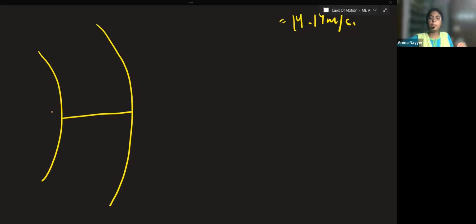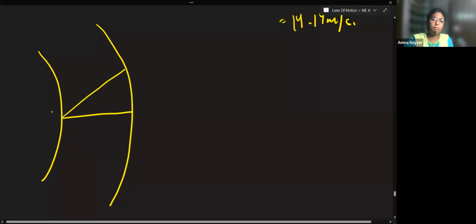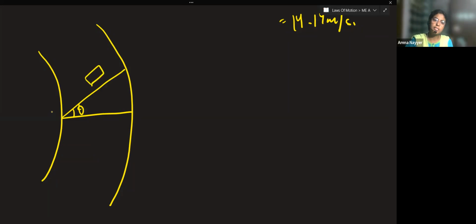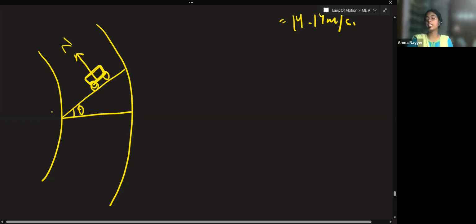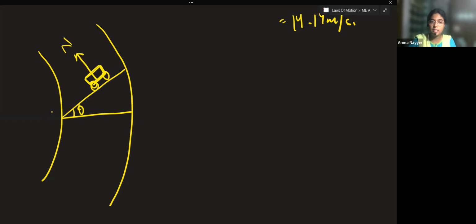But if somehow the road is inclined at one edge, let's say it is inclined at some angle theta, now your vehicle will be like this. Instead of being directly on the road, it is slightly inclined. Now what will happen? See, this is the normal reaction. Normal reaction will always be perpendicular to the surface. And mg, the gravitational force, goes downwards.